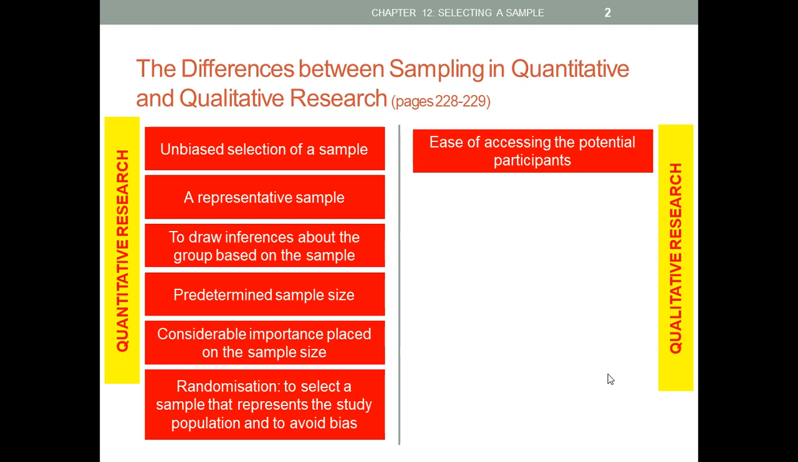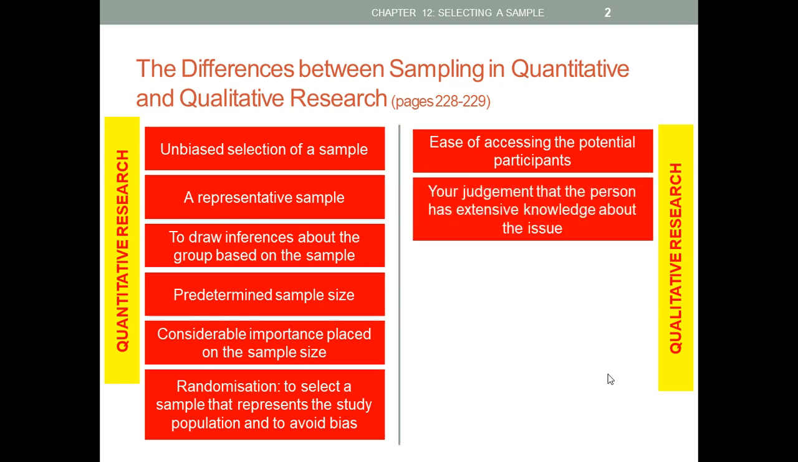This concept does not apply in quantitative research sampling. It is not acceptable. It is biased. It's not representative. But it's okay for a qualitative researcher to make the decision to select someone based on ease of accessibility.